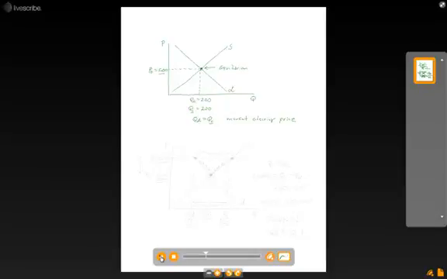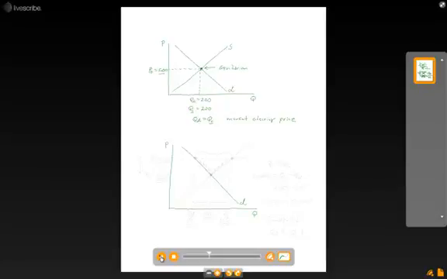Now, when we're dealing with equilibrium, we know that both the buyers and the sellers are happy with that particular situation. But the problem we get into is that a lot of times the price that is on a good or service is not actually the equilibrium price. Here's what I mean by that.